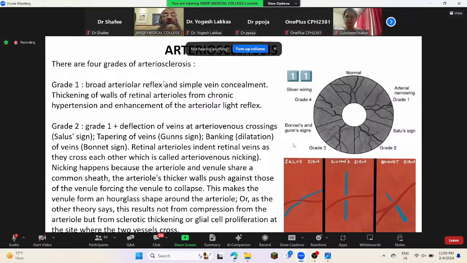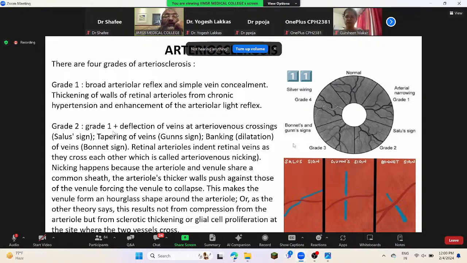Arteriosclerosis is divided into 4 stages. There are 4 grades of arteriosclerosis. Grade 1 is broad arteriolar reflex and simple vein concealment. If you can make out here, you see there is the broadening of the reflex, and there is enhancement of the arterial reflex, and there is vein concealment. That is, you cannot see the vein at the point of the crossing.